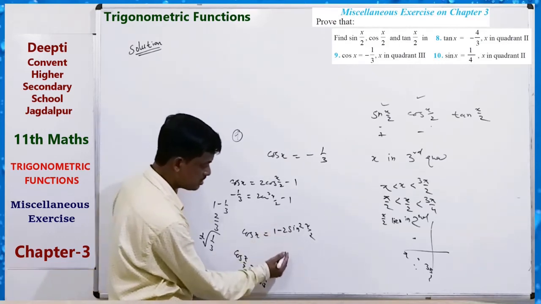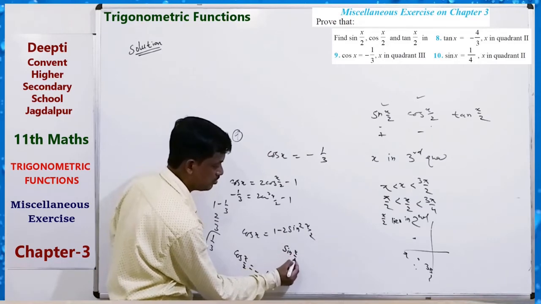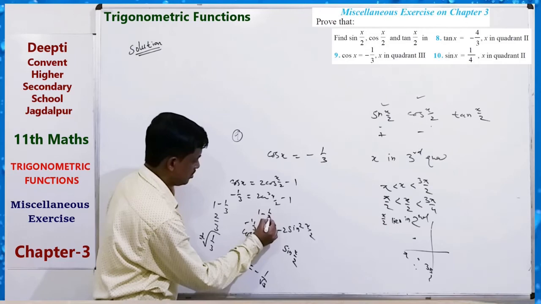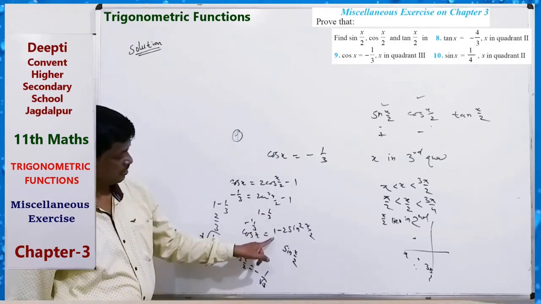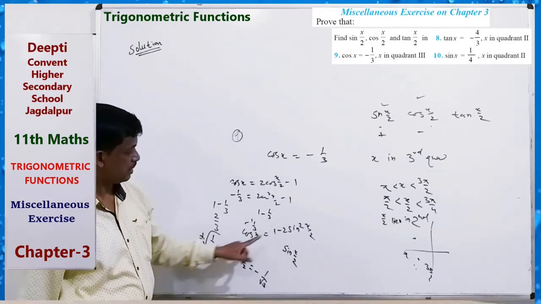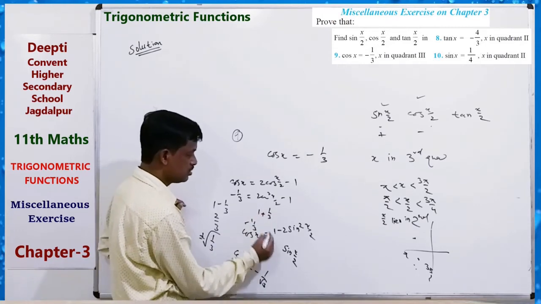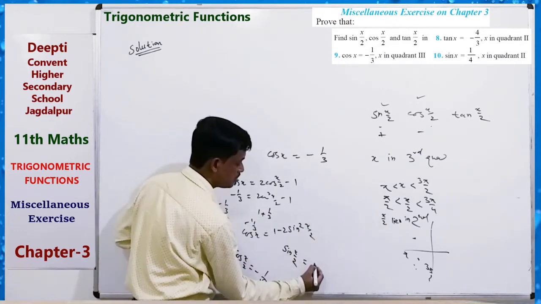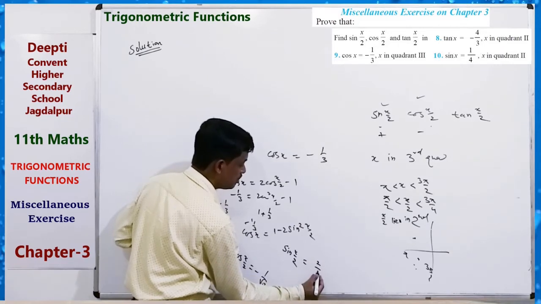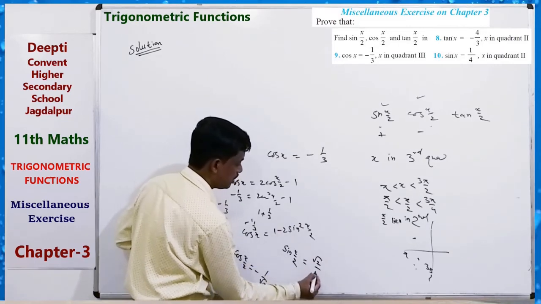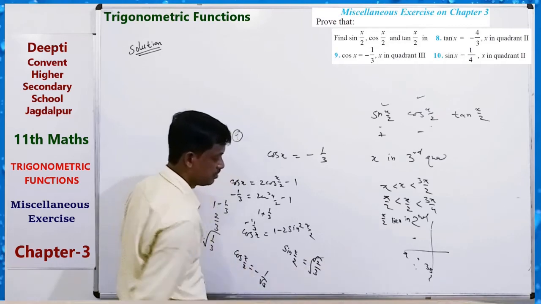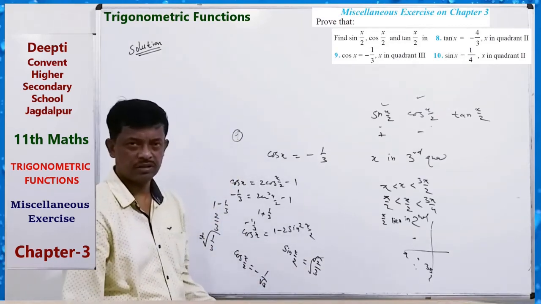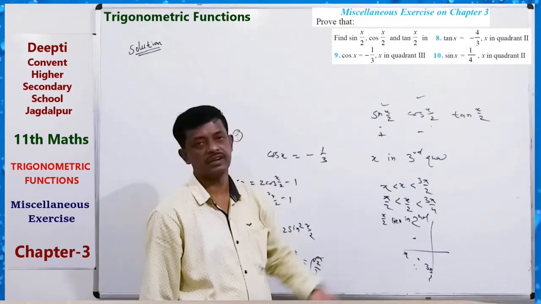Similarly, by using the other formula you can get sin x by 2. Here 1 minus, minus 1 by 3 gives plus 1 by 3, so 4 by 3, so 2 by root 3. Sin is positive, so sin x by 2 is root 2 by root 3. Just like this, with sin and cos, then you can find tan x.